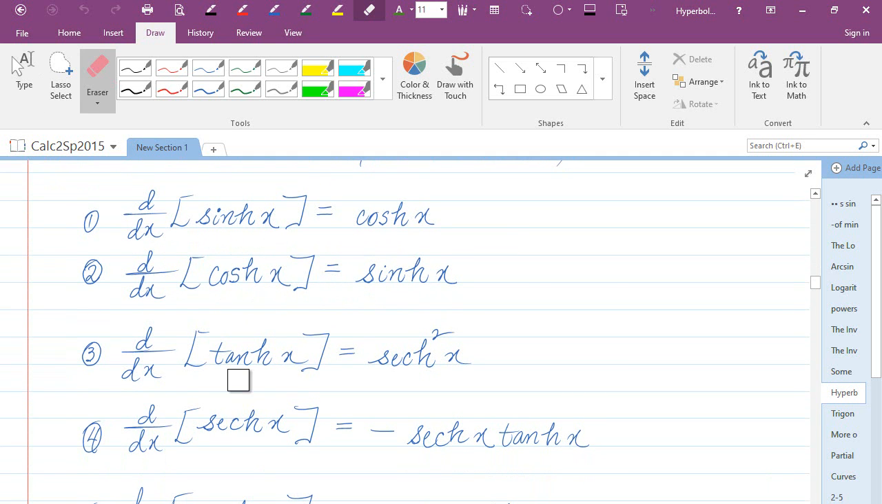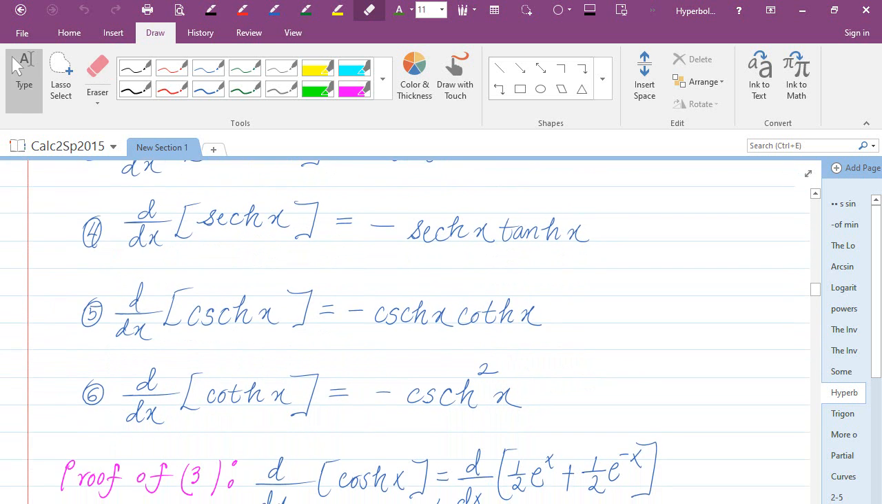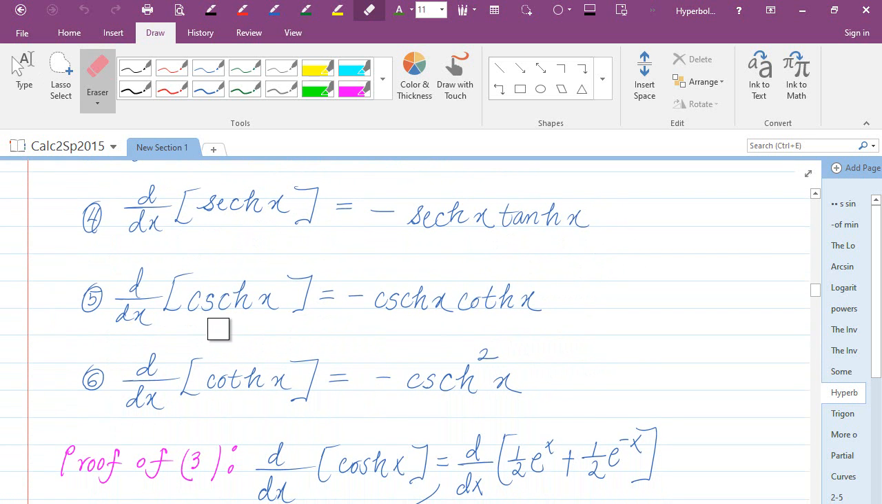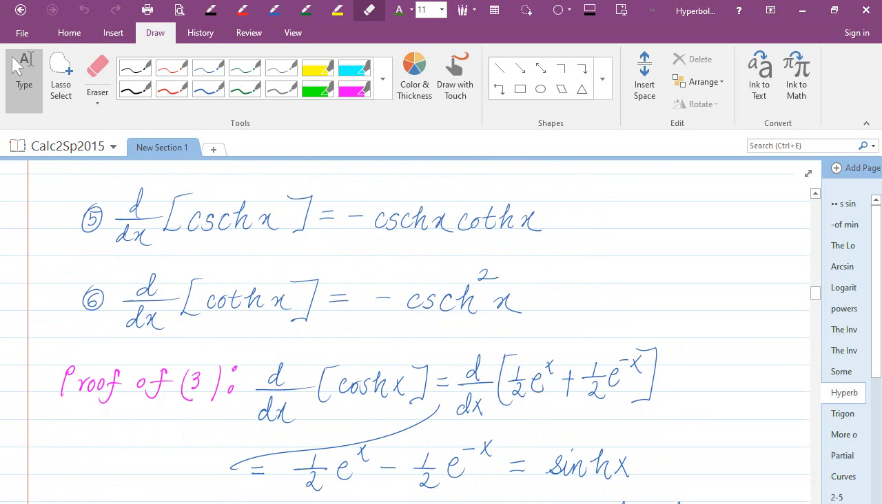Derivative of hyperbolic tangent of x is hyperbolic secant squared of x. The derivative of hyperbolic secant is negative hyperbolic secant times hyperbolic tangent of x. The derivative of hyperbolic cosecant of x is negative hyperbolic cosecant of x times hyperbolic cotangent of x. And finally, the derivative of hyperbolic cotangent of x is negative hyperbolic cosecant squared of x.